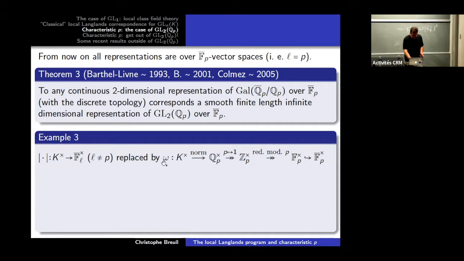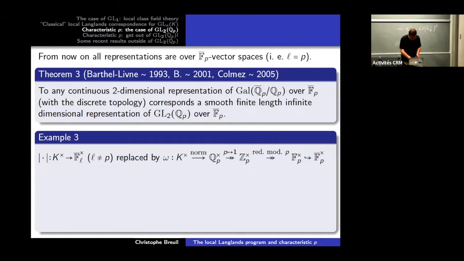So it is in fact replaced by something called the mod P cyclotomic character, which is defined as follows. You take K cross, you take the norm map to Q_P cross. The norm is a determinant, since K is a Q_P vector space. Just take the determinant. This lands in Q_P cross. Then you send P to 1. This lands in Z_P cross. And then you reduce mod P, and then you are in F_P cross, Z mod PZ, and then you embed this into the algebraic closure. And this is the mod P cyclotomic character.